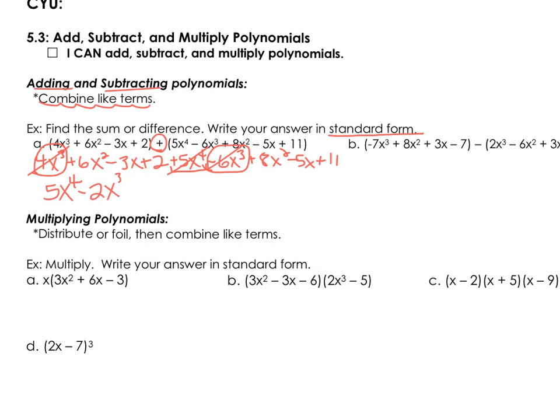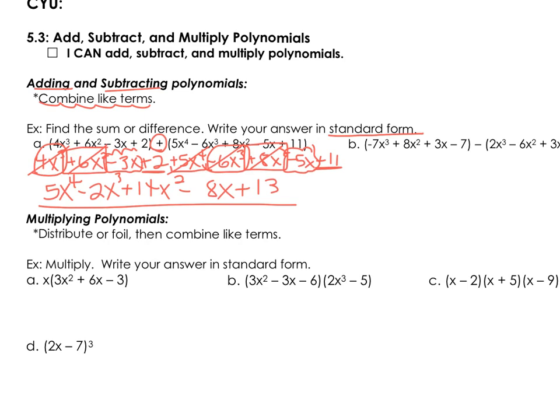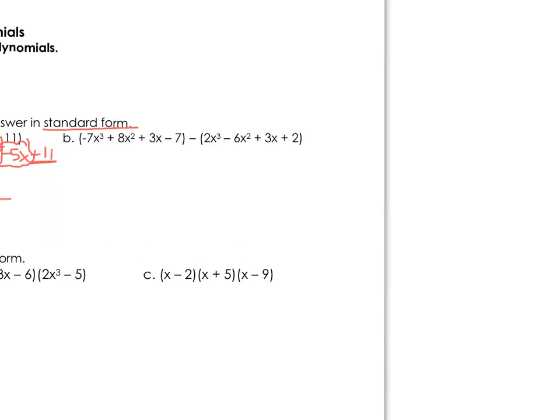Looking at x squareds, I see we have positive 6x squared and positive 8x squared for a total of 14x squared. Those terms are done. And then we've got minus 3x and minus 5x. Negative 3 minus 5 would be minus 8x. And last but not least, positive 2 with positive 11 would be plus 13. Literally writing your answer in standard form.